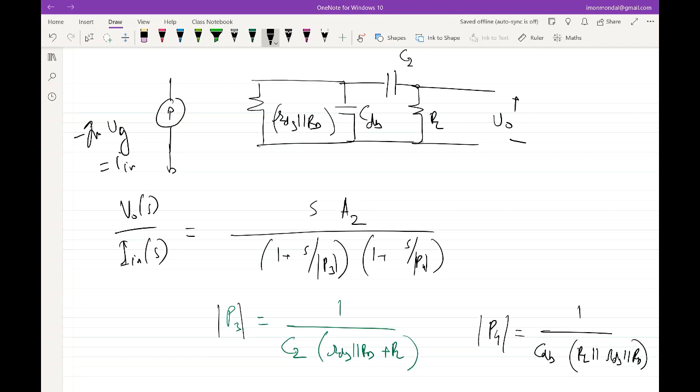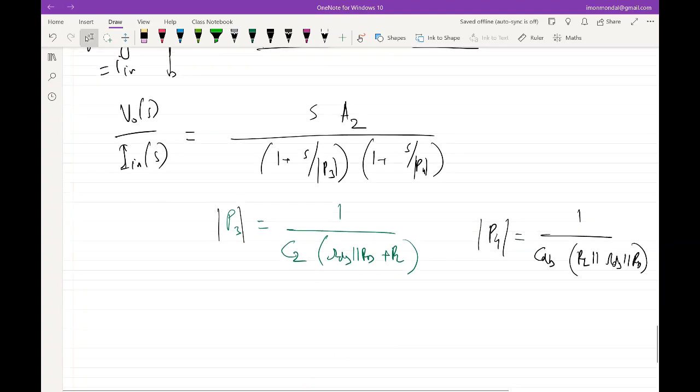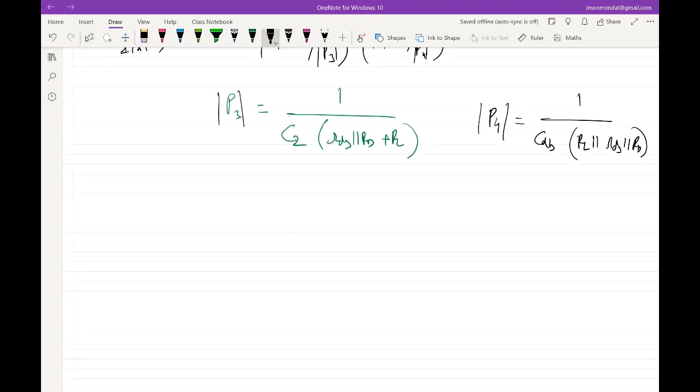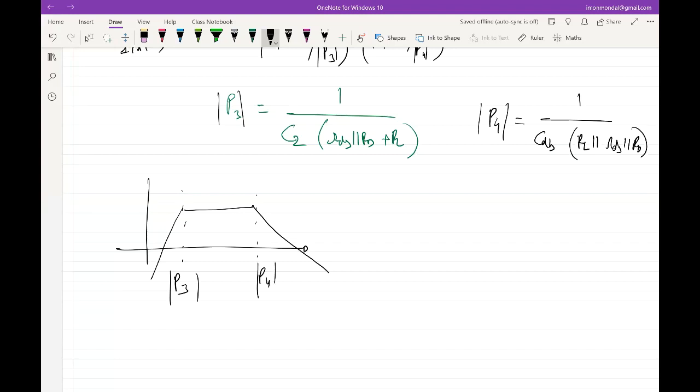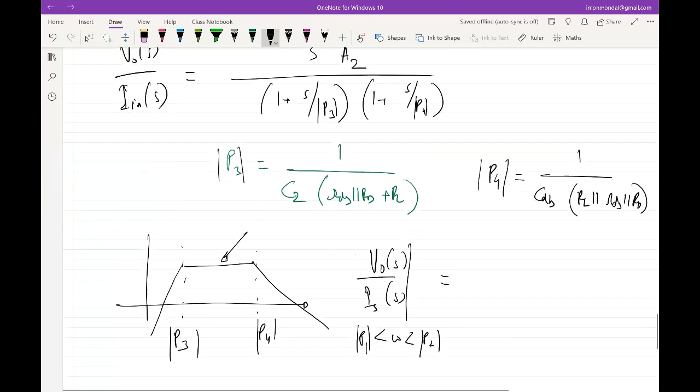What should A2 be? In order to figure that out, I need to figure out what the mid-band gain of this system will be. By mid-band, I mean between P3 and P4. So again, if I sketch it, something like this. This will be P3, this will be P4. I'm trying to figure out what this will be. So for that, I at least need to know what we expect. So this will be V0 over I in, when omega is greater than P3 and less than P4.